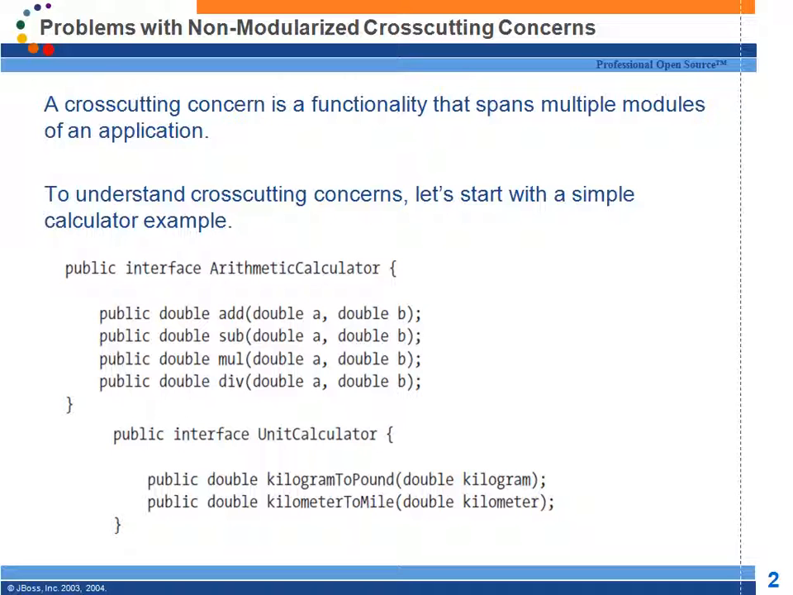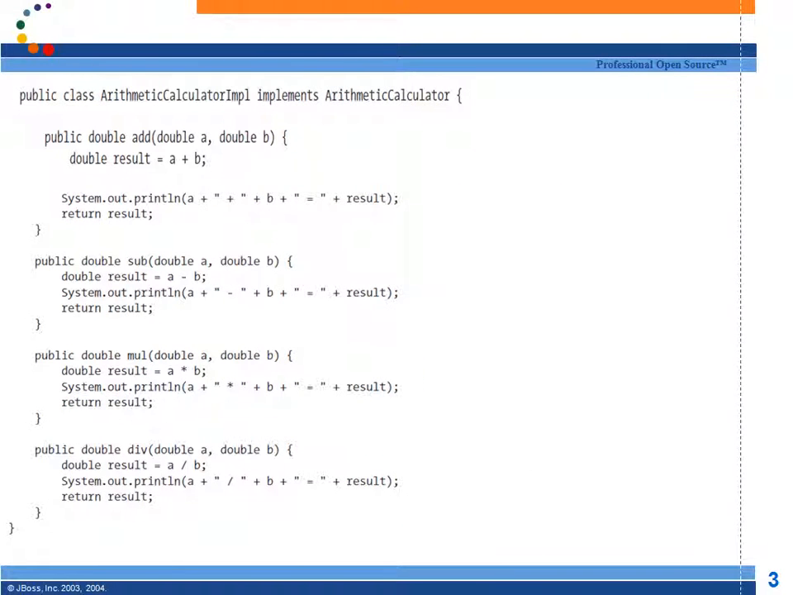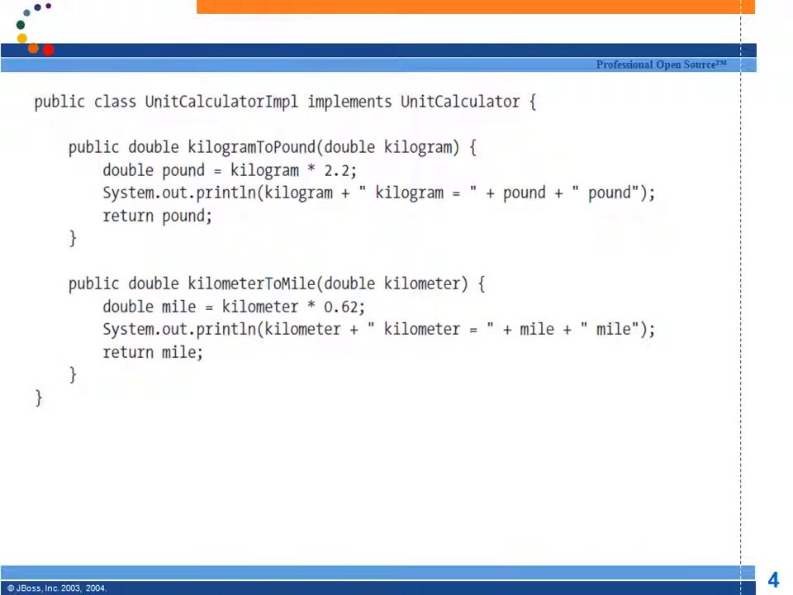Let's assume that I have an interface called ArithmeticCalculator, which has an add method, subtract method, multiply method, and divide method. And UnitCalculator, another interface, which converts kilogram to pound and kilometer to mile. Just two interfaces. First we'll talk about a scenario, then we'll come to AOP. This is the implementation of the ArithmeticCalculator interface, normal business logic. Then this is the logic for UnitCalculator. This method converts kilogram to pound and kilometer to mile. Don't worry about the logic.